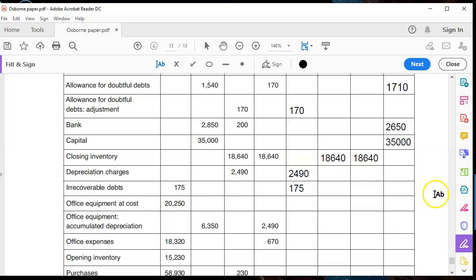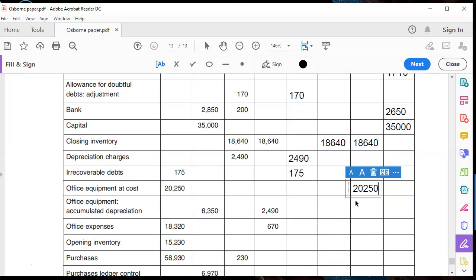Office equipment at cost. Don't go by this word at cost. They are telling that is just the cost of the asset. So office equipment is an asset. So put it on the debit side in the SOFP, 20,250. Accumulated depreciation will be a credit. Add the two figures, 6,350 plus 2,490, which is going to be 8,840.